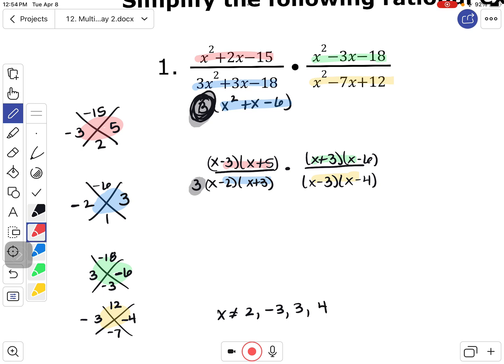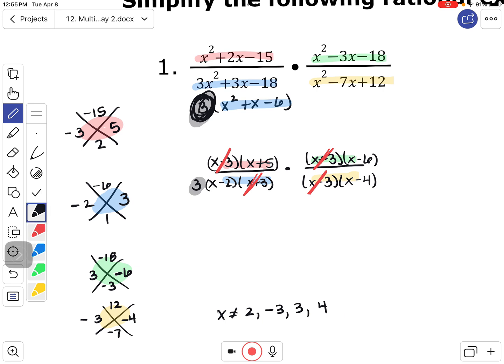Okay, now I'm going to cancel out what I can. So anything that's the same on the top and the bottom, I'm going to cancel out. 2x minus 3's, those are gone. I have an x plus 3 and an x plus 3. I'm going to cancel those out. And when I look, there's nothing else that's the same that I can cancel out.